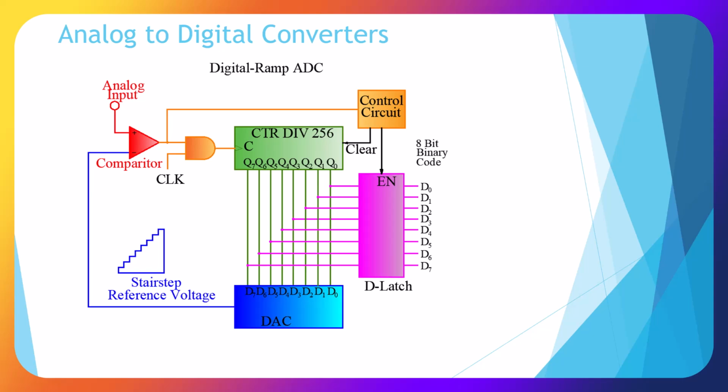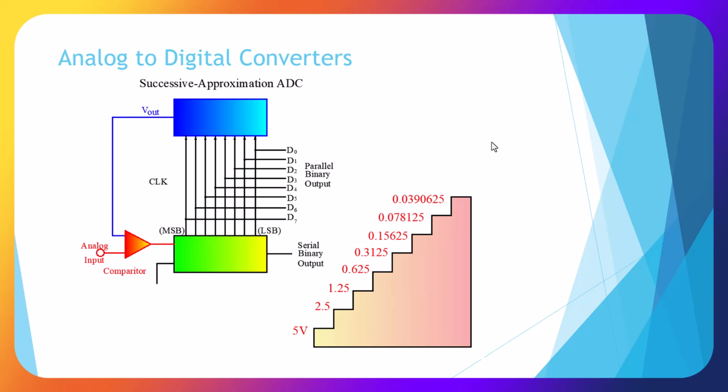This type of ADC is slower than the flash because we could potentially count all the way up to the maximum before we actually trip. So this one actually could take up to 256 steps in order to find that voltage. Here's a successive approximation ADC, and it's middle speed.